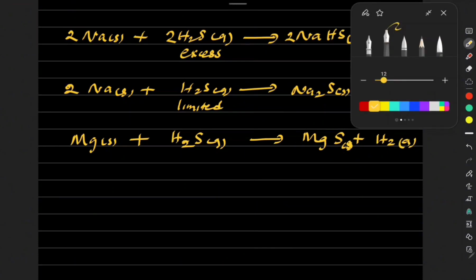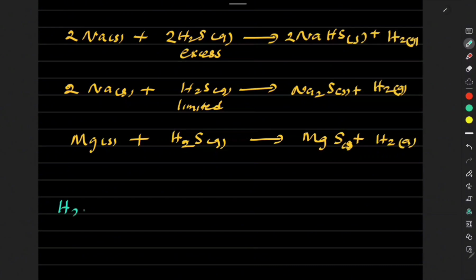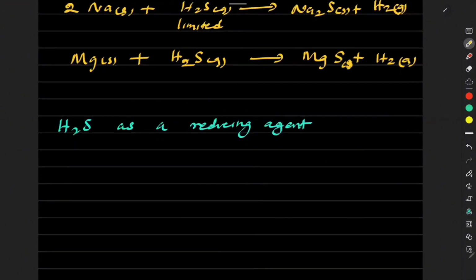Now let's look at H2S, hydrogen sulfide, as a reducing agent. H2O2, sulfur dioxide, and hydrogen sulfide all act as reducing agents with MnO4-, and Cr2O7 2-. Let's look at the reaction.